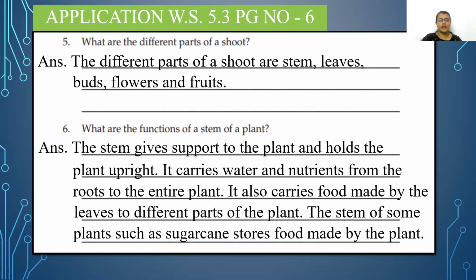Question 5. What are the different parts of a shoot? The different parts of a shoot are stem, leaves, buds, flowers and fruits. Sixth one, what are the functions of a stem of a plant? So the answer is, the stem gives support to the plant and holds the plant upright. It carries water and nutrients from the roots to the entire plant. It also carries food made by the leaves to different parts of the plant. The stem of some plants such as sugarcane stores food made by the plant.